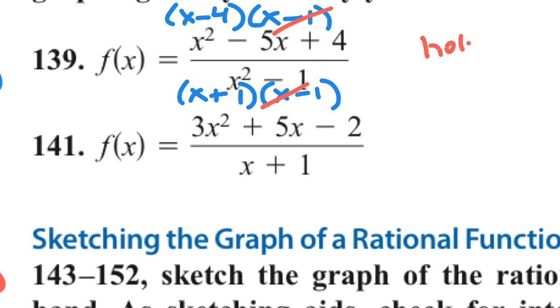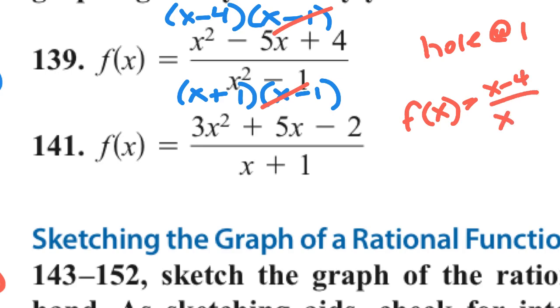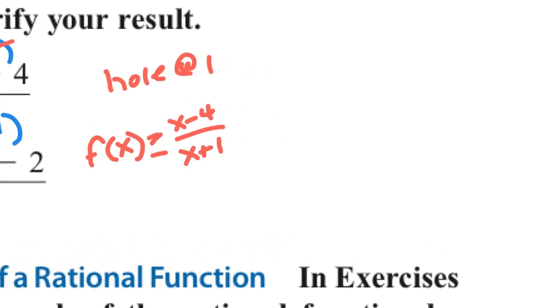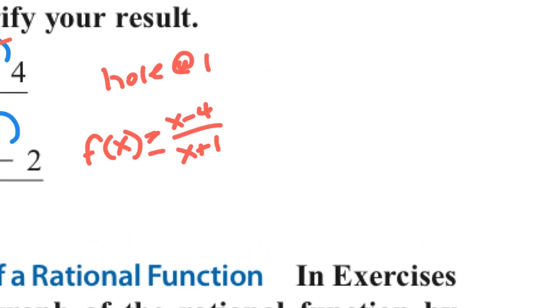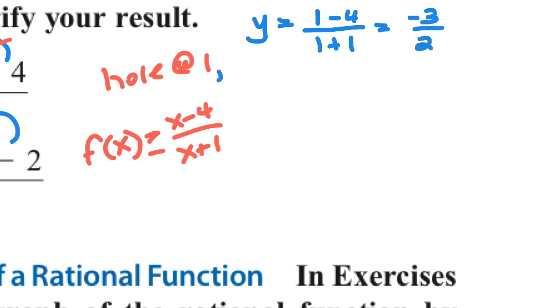So I have a hole at 1 because that's what would be the root if my factor is x minus 1. So for the rest of the problem, I'm using f of x equals x minus 4 over x plus 1. That's my graph. That's what I'm going to end up graphing. The only difference is wherever that hole is, I have to make sure I plot that hole. So I have the x value of the hole. In order to find the y value, I have to plug that back in. So I would do y equals 1 minus 4 over 1 plus 1, and I get negative 3 over 2. So my hole is at 1 and negative 3 over 2.